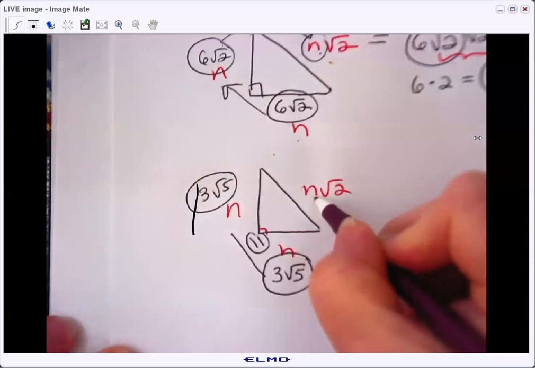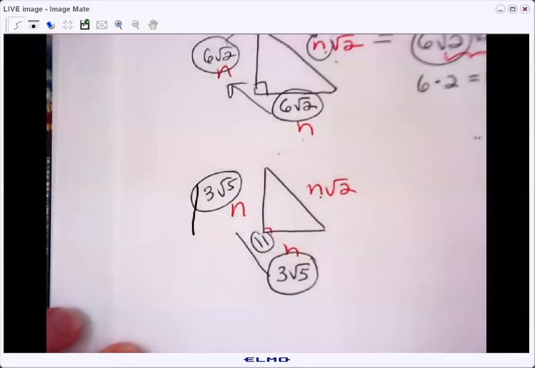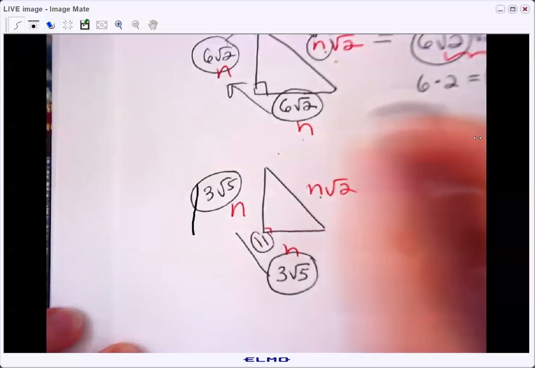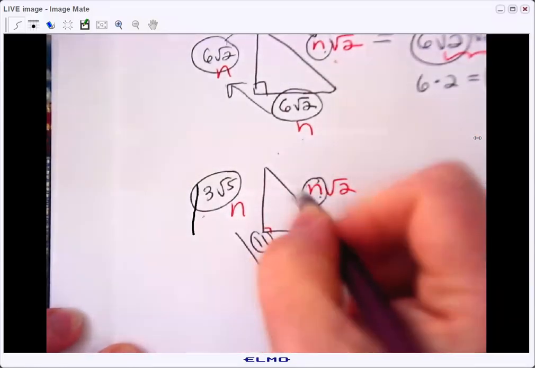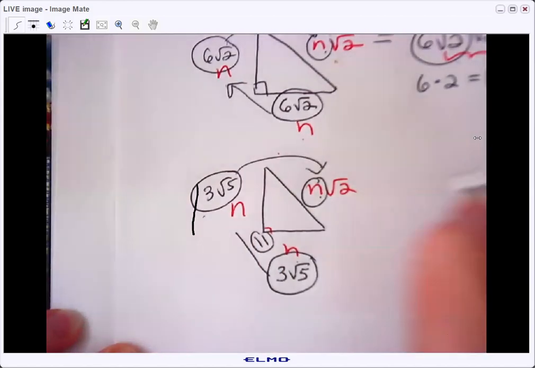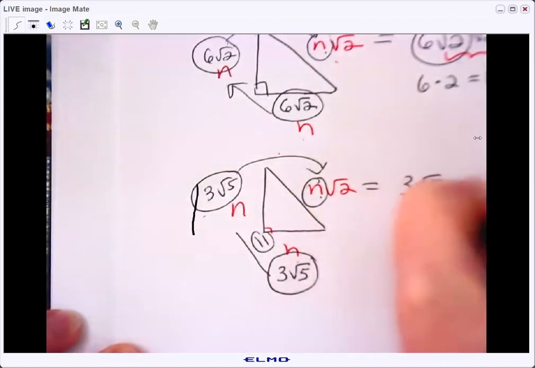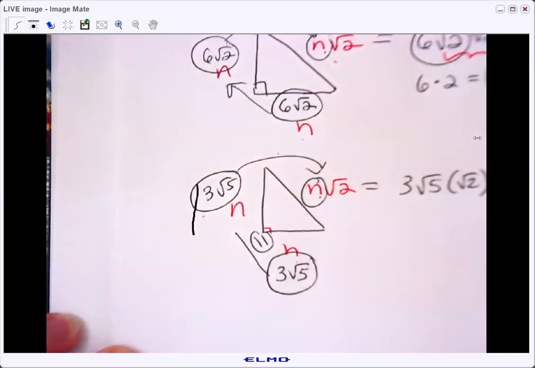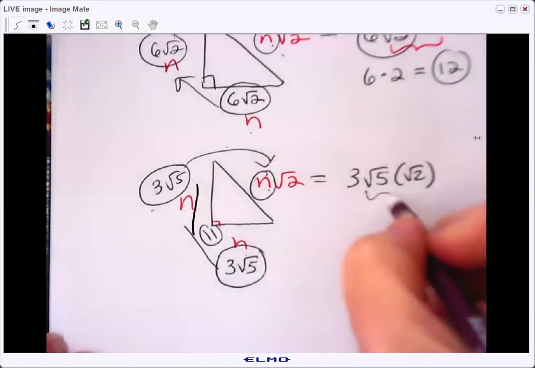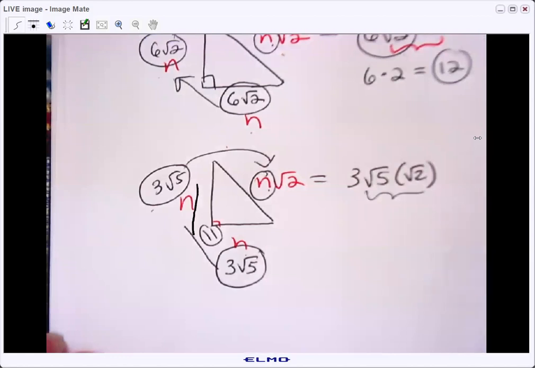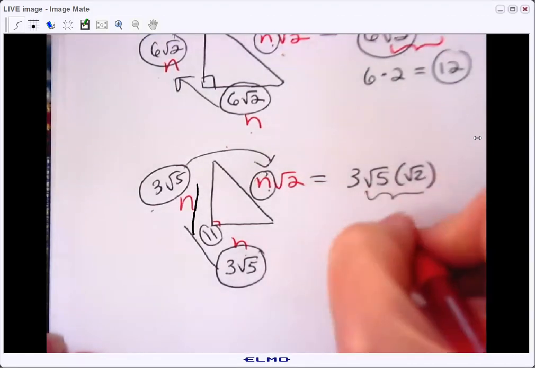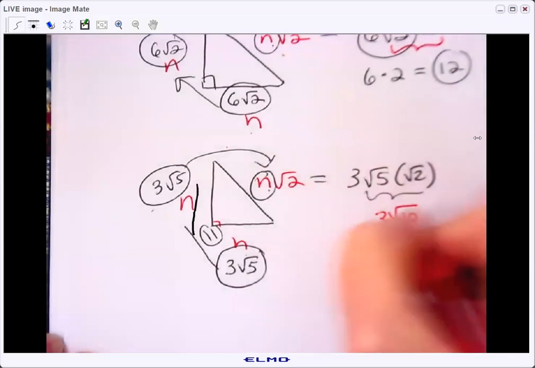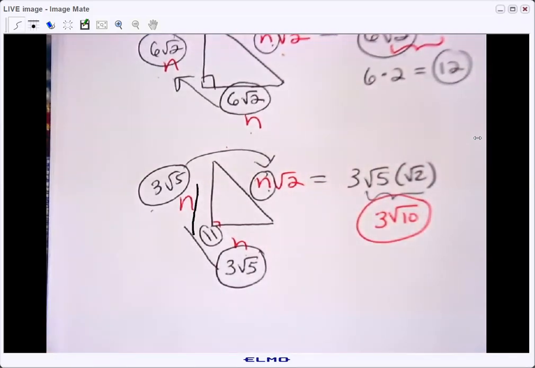What do I put in place of this n? 3 root 5. Because these are all the same. So wherever I see this n, I'm going to put the 3 root 5. So 3 root 5 times root 2. And what does root 5 times root 2 give me? Root 10. So I have 3 root 10. And that would be my answer for the hypotenuse. Okay. There's one last part, and we'll do that one.